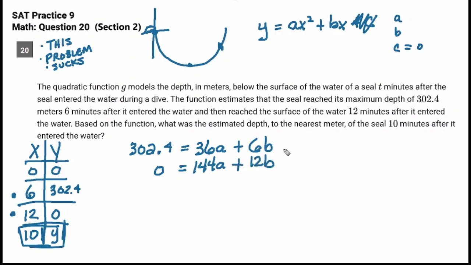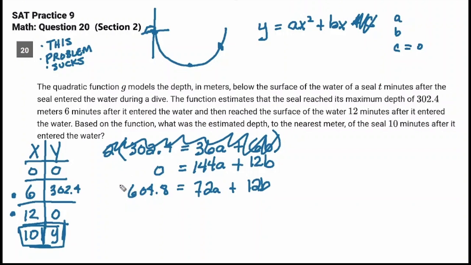12b. When I have two equations, my goal is to add them or subtract them to make something go away. Can't do that here. So I'm going to multiply or divide one of my equations. I'm going to multiply this one by 2 to get to 12b. So when I do that, I'm going to get 2 times 302.4. Obviously, calculator math. 604.8 equals 2 times 36 is 72a plus 12b. 6 times b. 6 times 2. 12b. All right, now I'm in business.